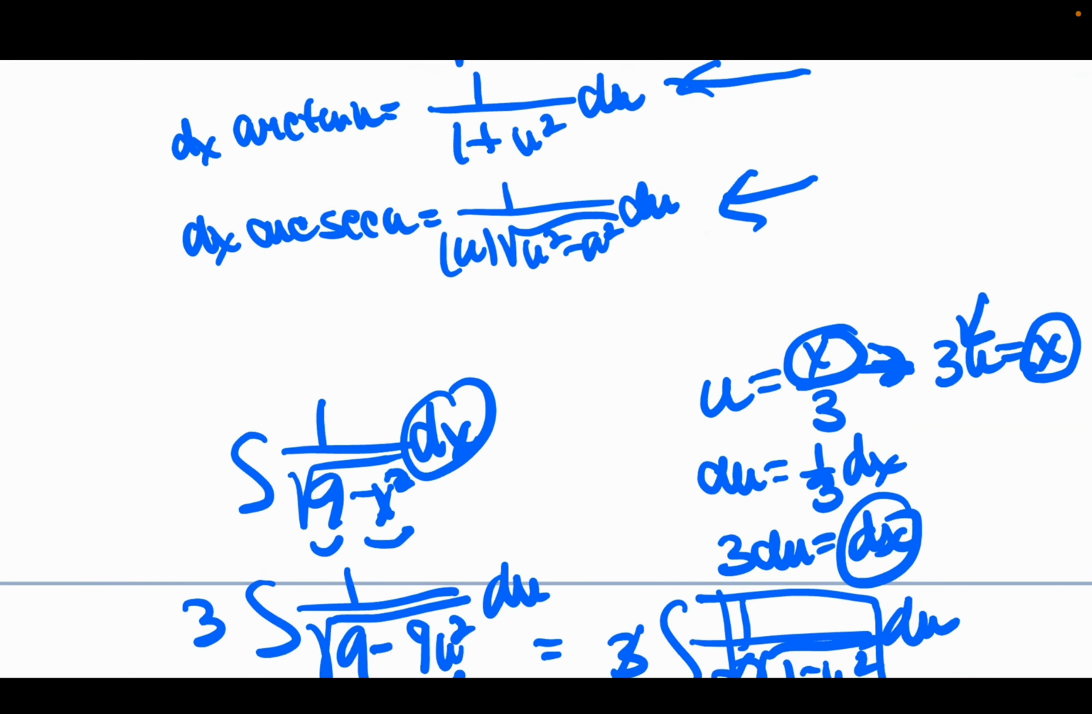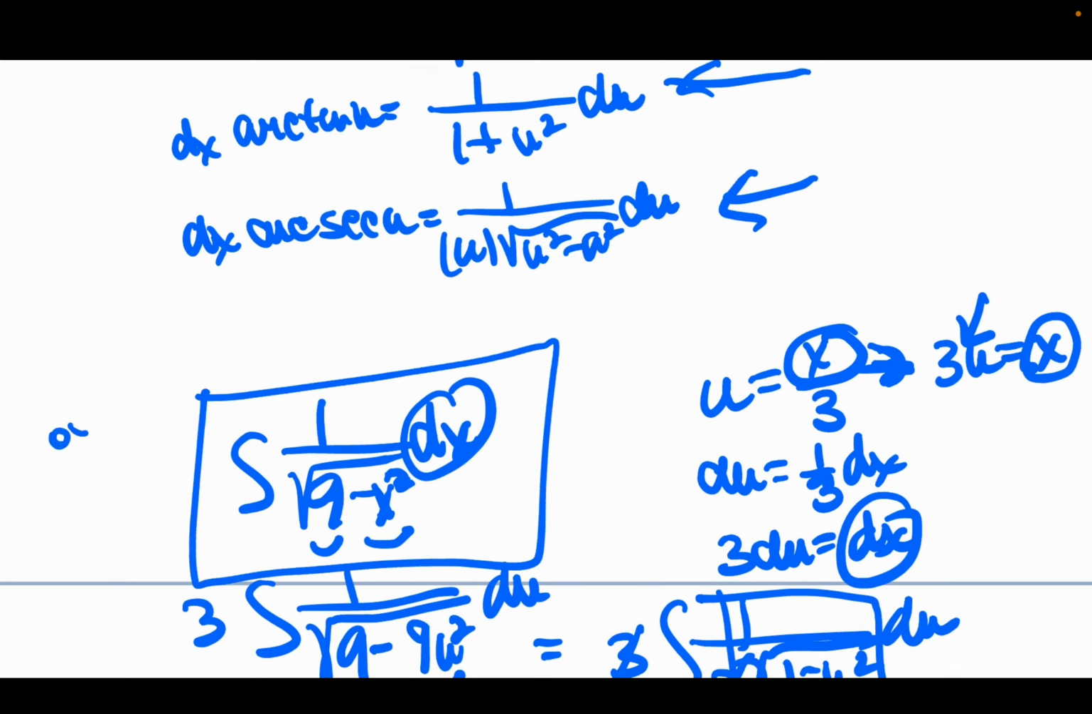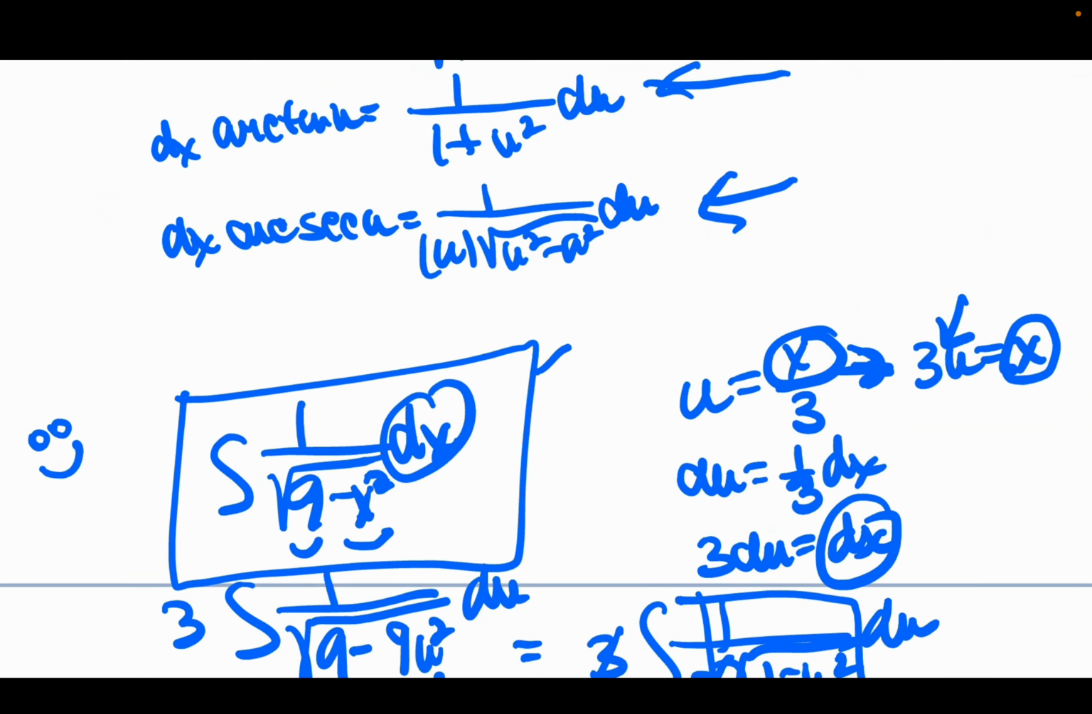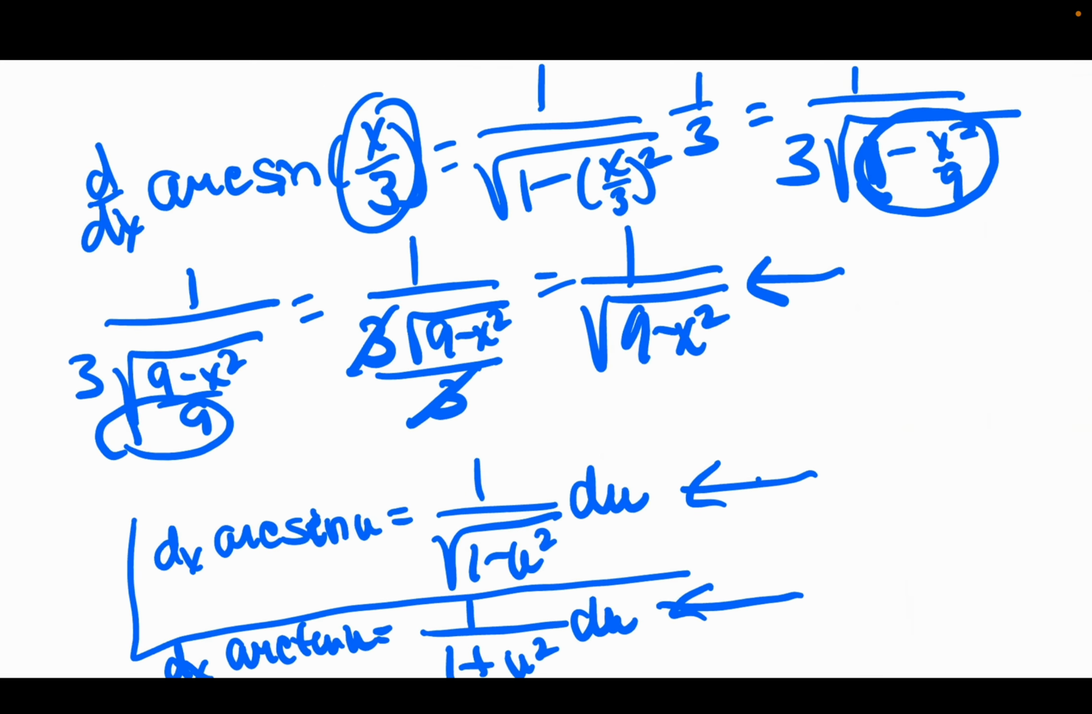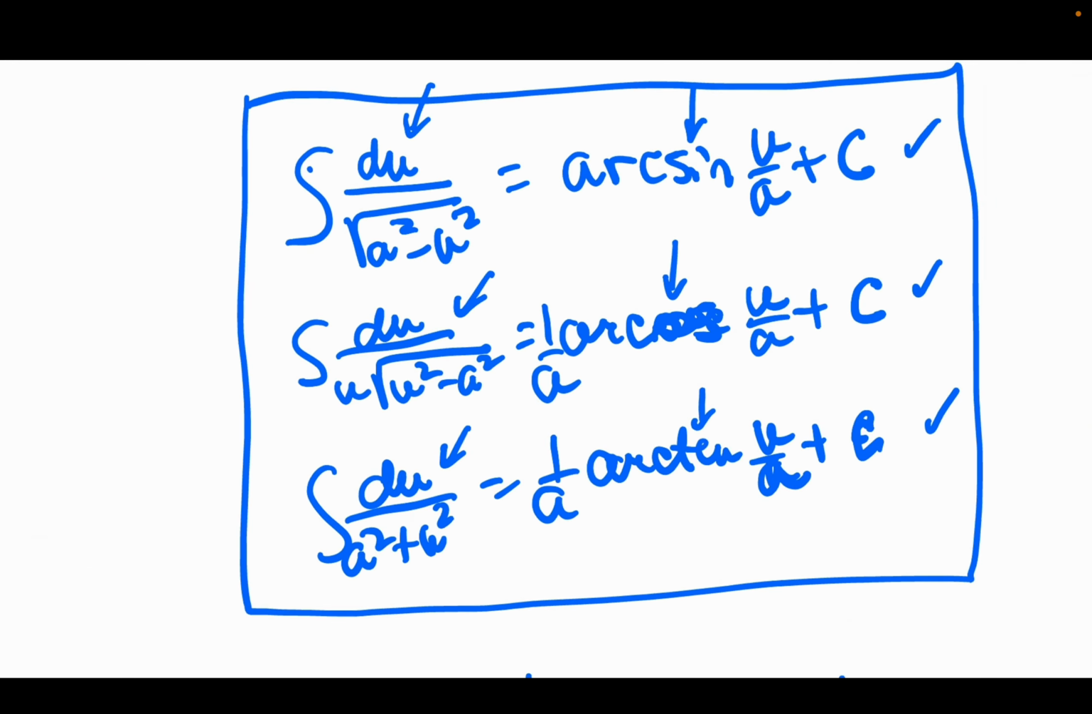However, if you recognize this from the beginning as an arc sine, 1 over the square root of a squared minus u squared, you can go straight to this expression if you memorize these. Sorry, these. Okay, which I will make sure I give these to you explicitly. I'm not sure if they're in your packet or not. They're in your study guide.